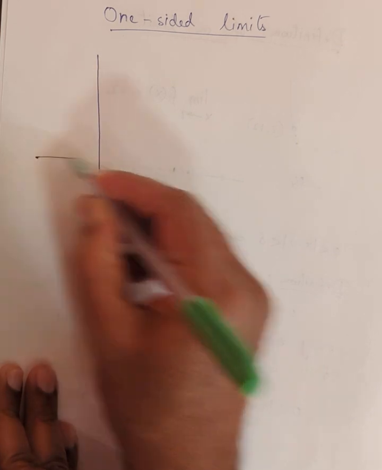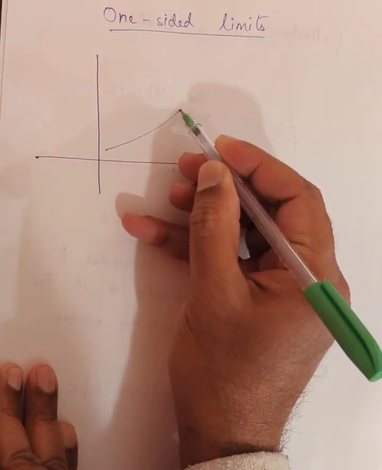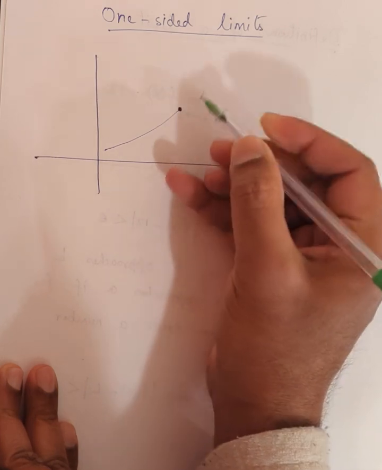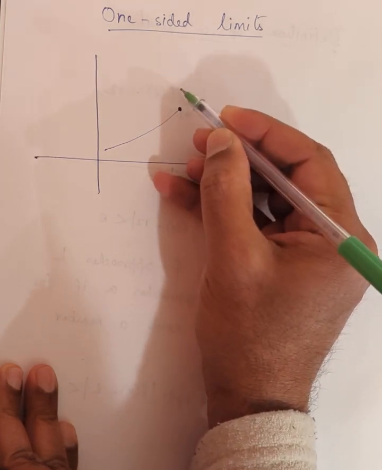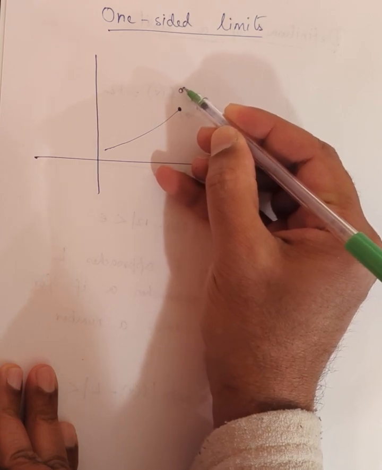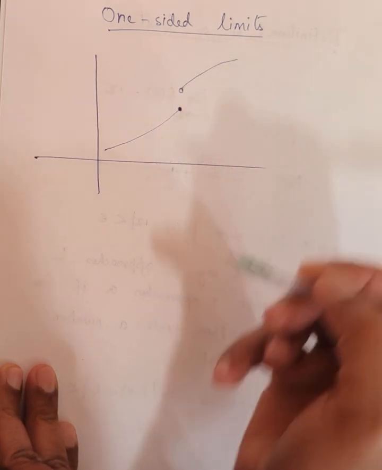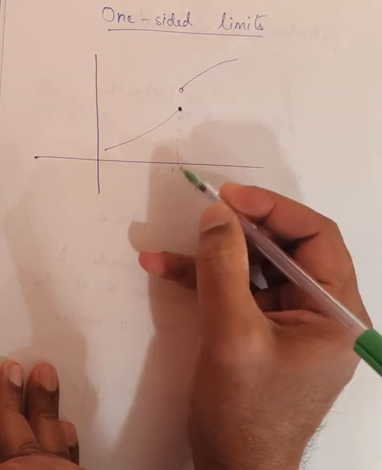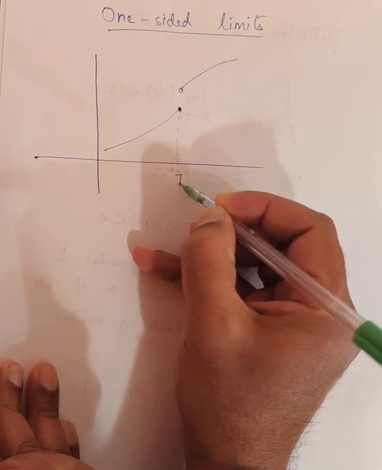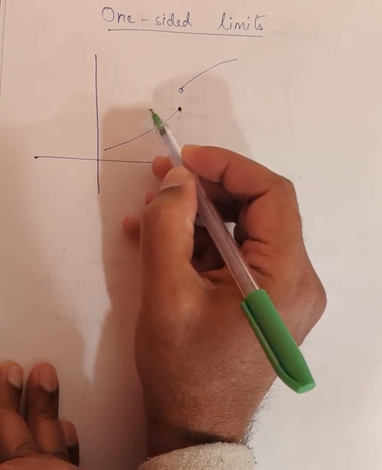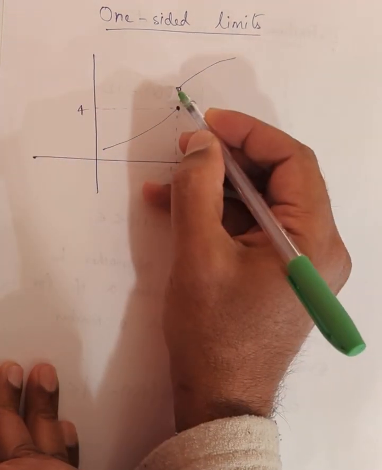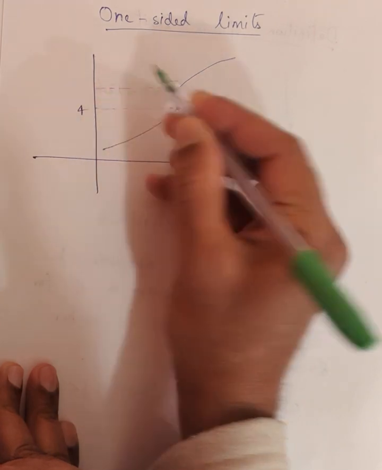One-sided limits. Let's say you have a graph where it goes something like that, and then it takes a jump, and then it continues afterwards. And say this is some number, say 7, and let's say this is maybe 4, and let's say this is maybe 6.